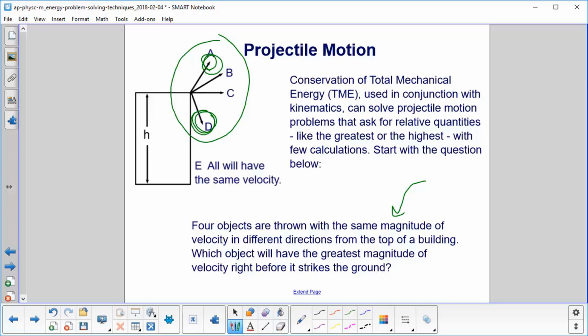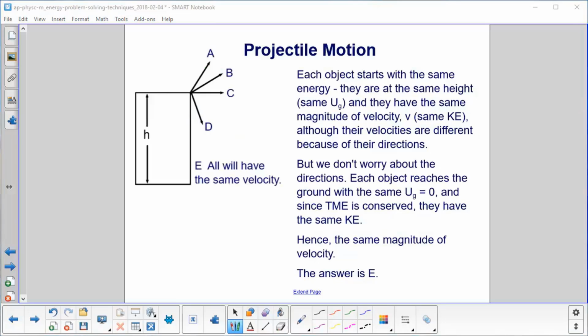First question, which object will have the greatest magnitude of velocity right before it strikes the ground? If you haven't thought about the answer, please backtrack because we're going to give you the answer on this slide here. We know that each object starts with the same energy. They are at the same height, right over here, so they all have the same gravitational potential energy. And since they all have the same magnitude of velocity, they have the same kinetic energy.